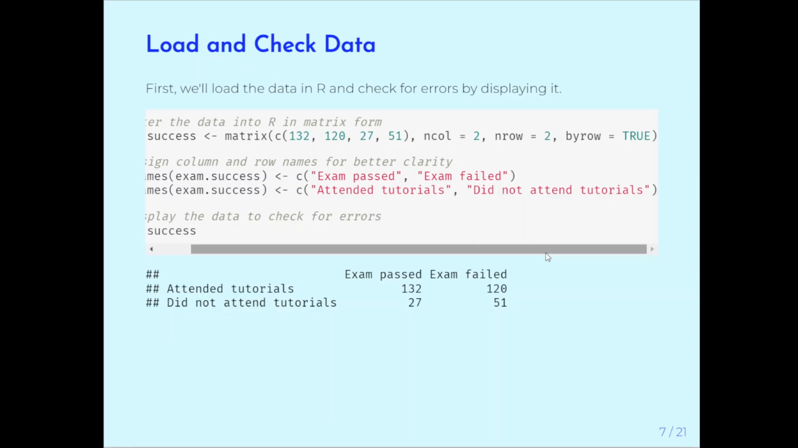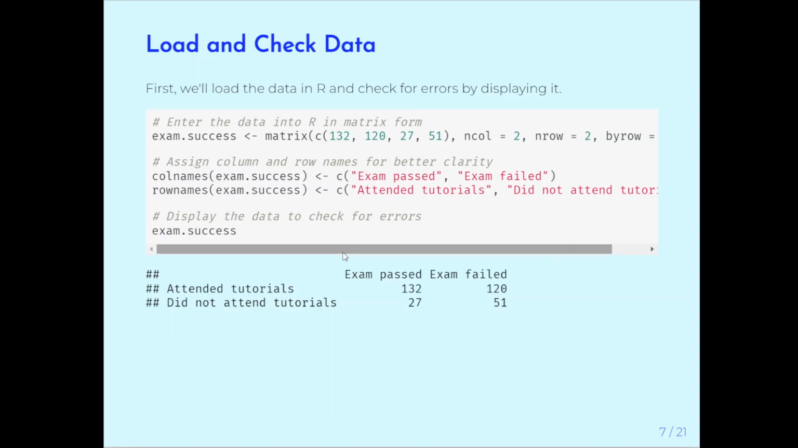We can also give names to the rows and columns, column names and row names. So you can give names to the rows and columns of a matrix if required. So we have exam passed and exam failed, and attended tutorials and did not attend tutorials. So we have it all pieced together, so let's have a look at it. We just type in exam.success, and this is the output we get, which is exactly what we're looking for. So I think we're good to go.